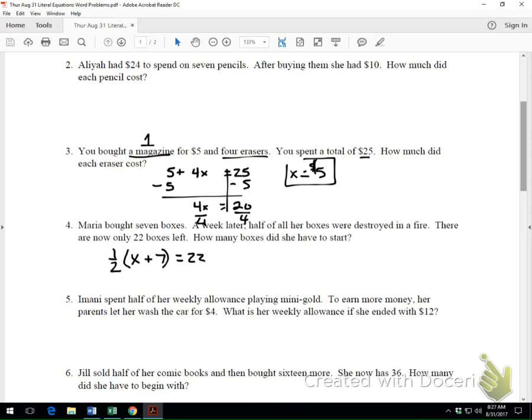So, what are you going to do here? Distribute. So you got to draw the claw. So 1/2 times x, 1/2 x. 1/2 times 7. You can put this in decimal form if you want. 3.5 equals 22. Now, what do we do? Subtract 3.5. So you get 1/2 x equals 18.5. Yes? Okay. 18.5. Okay, we're going to divide by 1/2 on each side. And I get x equals what?